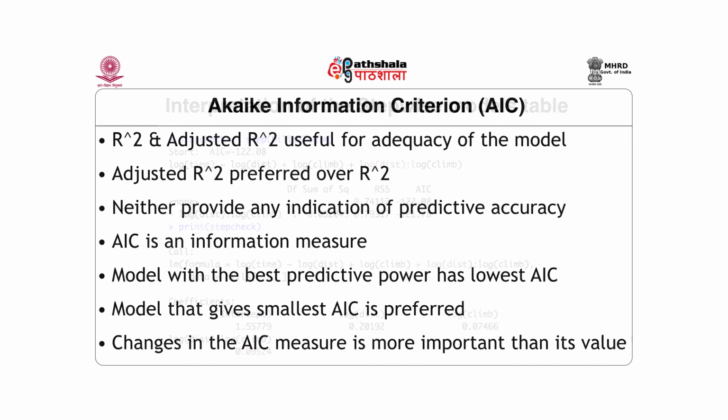So to summarize everything, the R-square and adjusted R-square are useful, and adjusted R-square should be preferred over the raw R-square. Akaike information criterion is a performance measure of the model. The model with the best predictive power has the lowest Akaike information criterion. But what is more important is that the changes in the Akaike information criterion matter more than the raw value.